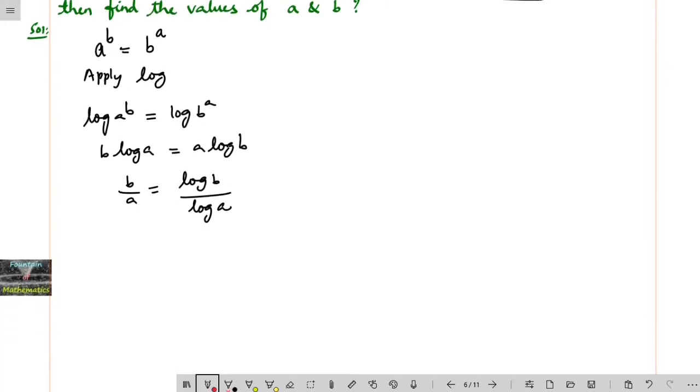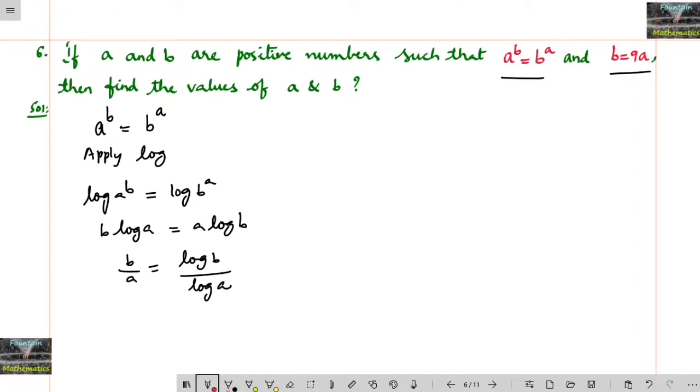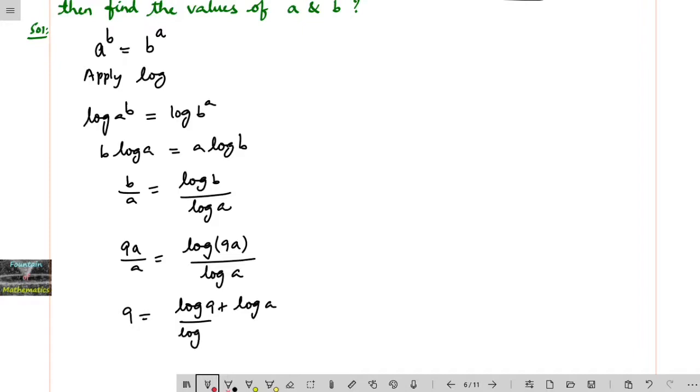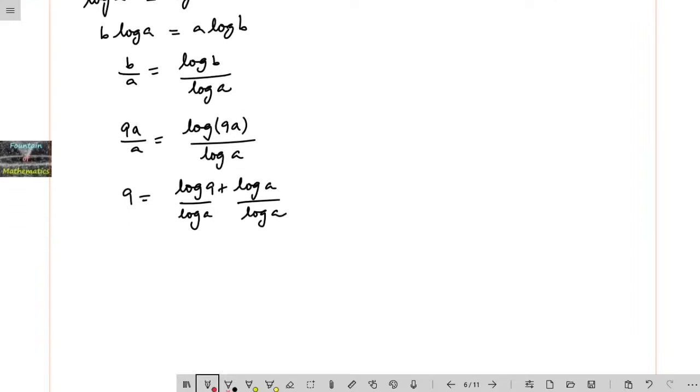Also, one more relation is given: b is equal to 9a. So when b is equal to 9a, substitute it. 9a upon a is equal to log 9a divided by log a, and this is 9a upon a, cancellation. 9 is equal to, using the log ab formula, log 9 plus log a divided by log a. If I take log a separately here and log a here, I can get the answer.